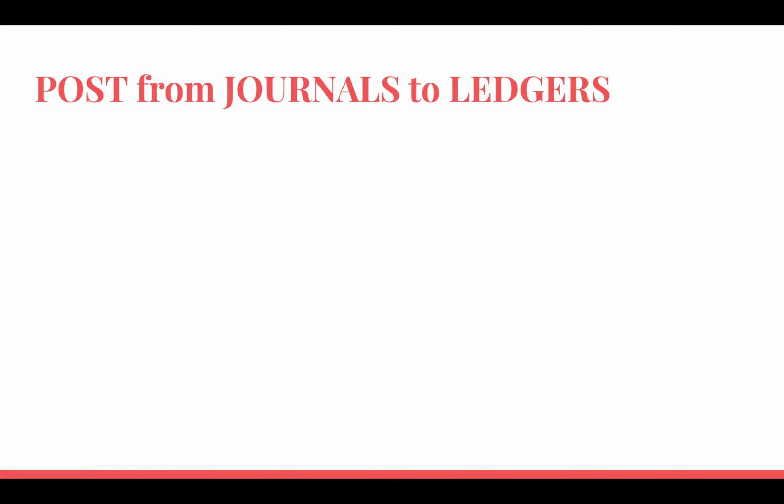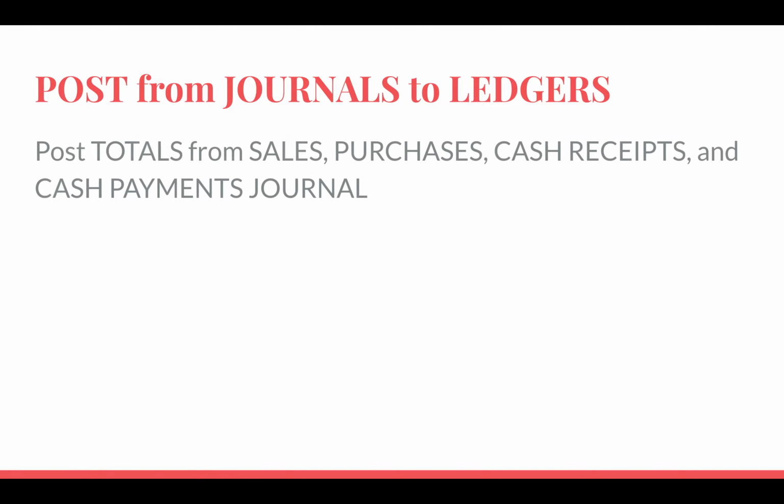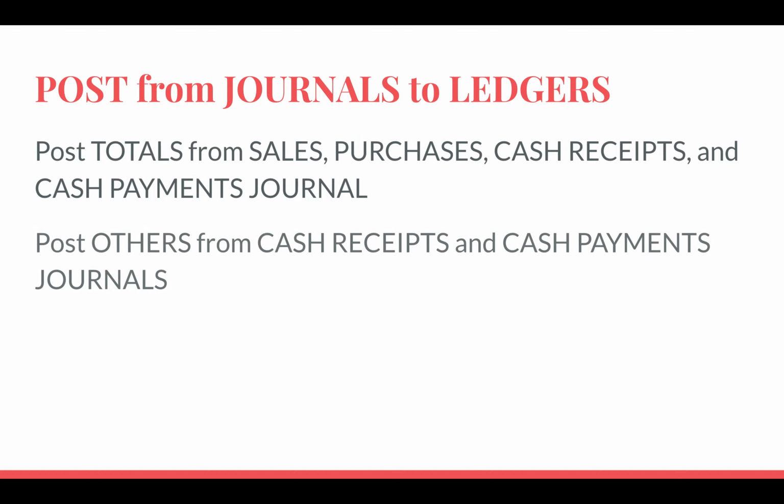But after our journalizing is done, we need to post to our ledgers. This is where many of the mistakes are going to occur because there's so many moving parts and so many moving points. So we have to go meticulously, go slowly, and take our time. Post your totals from the sales journal, purchases, cash receipts, and cash payments journal. And then post the others individually, one at a time. And 99 out of 100 times, the others are going to come from the cash receipts or the cash payments journal. And then the last thing you could do is post your general journal entries.